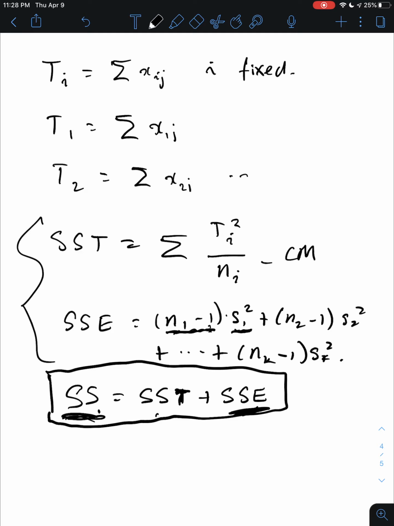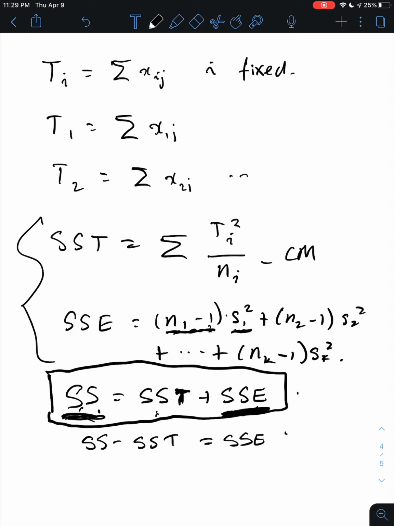So you can save yourself that serious effort of calculating SSE just by calculating SS and SST. Then SSE is SS minus SST. That's just a very simple piece of algebra from here to here. Okay, so that will save us some work.